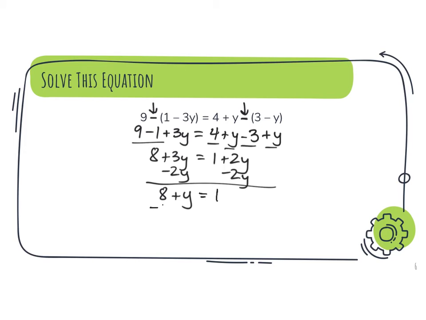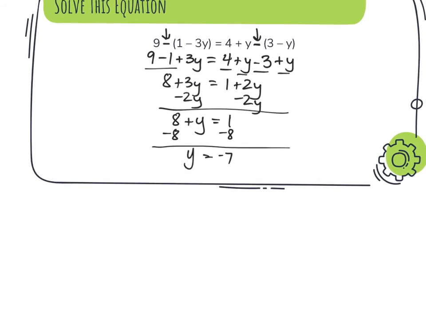Now let's move these 8 units there by subtracting 8 from both sides, because whatever you do to one side of the equation, you have to do to the other. So over on the left side, our 8 and -8 will form a 0 pair, and we'd be left with y. And we can combine some like terms. On the right side, 1 and -8 brings us to -7.